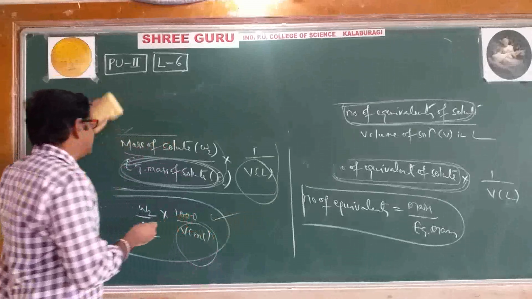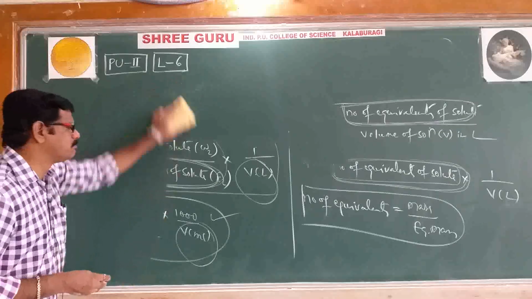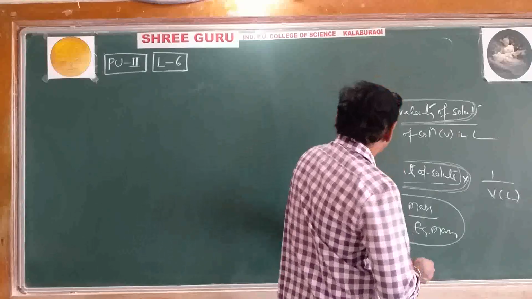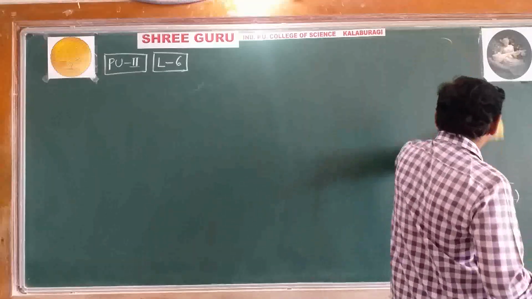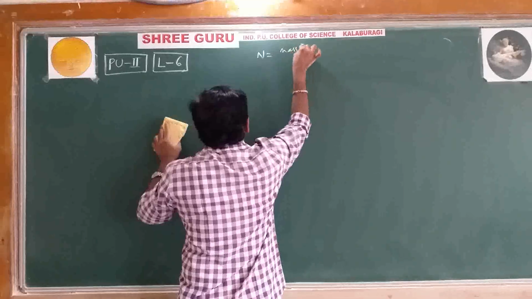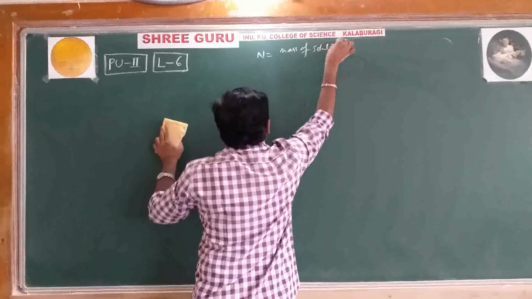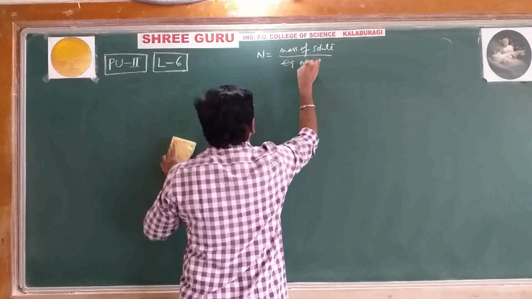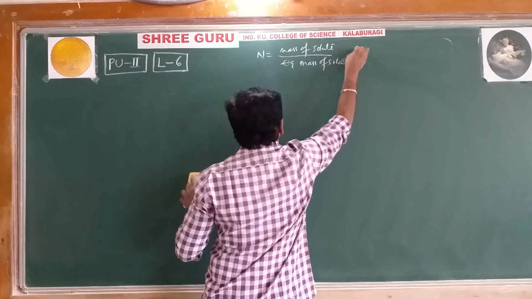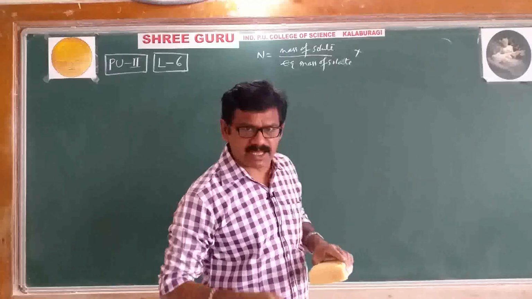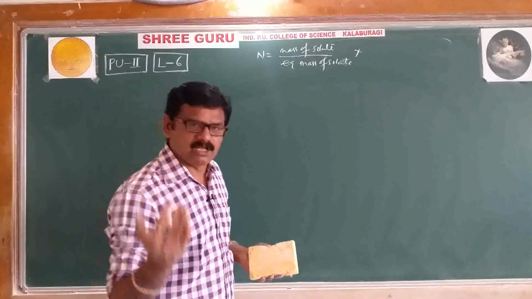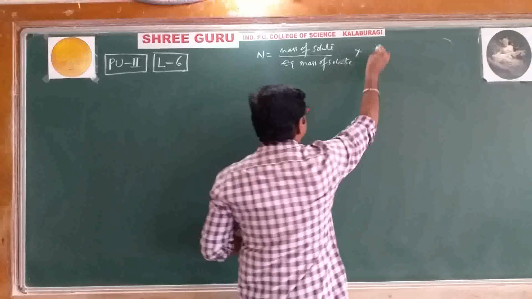Calculation of equivalent masses of various components. But before that, once again I will write here the normality formula. Normality is equal to mass of solute divided by equivalent mass of solute, into 1 by V if the volume is given in liters, or 1000 by V if the volume is given in milliliters. Anyone we can use, it doesn't matter.